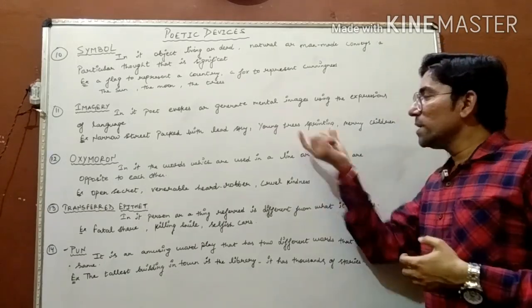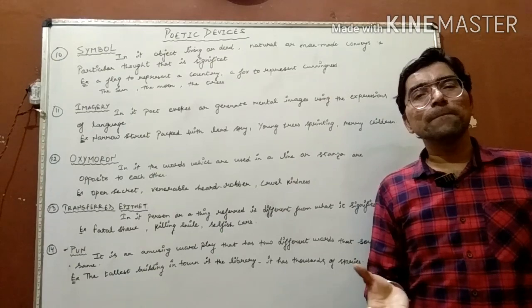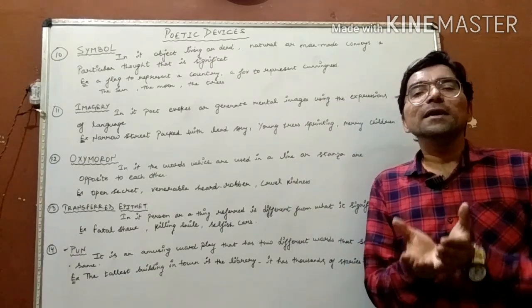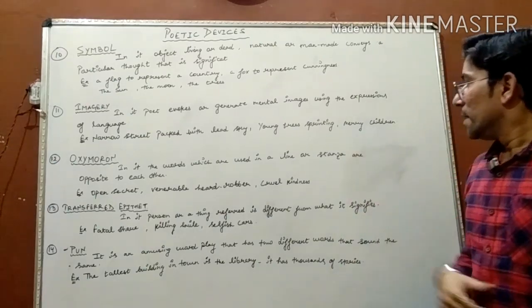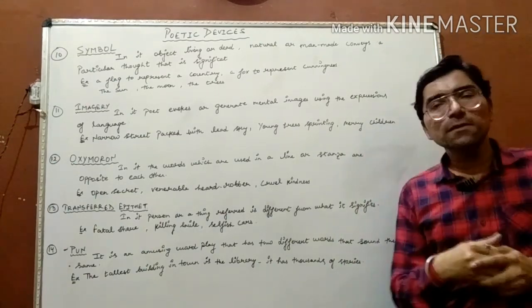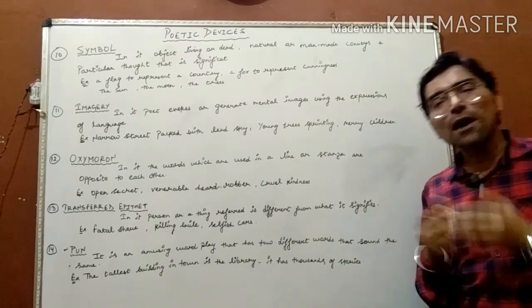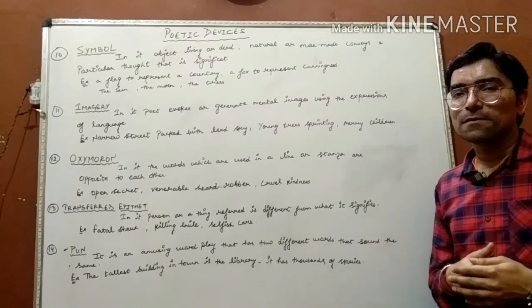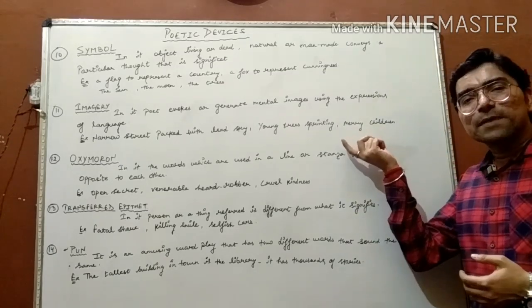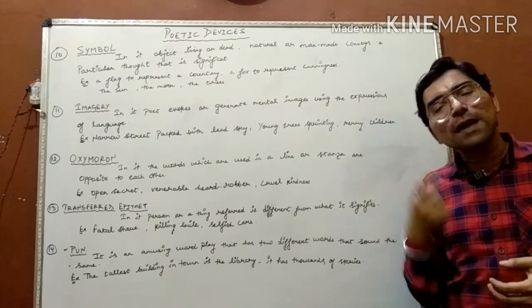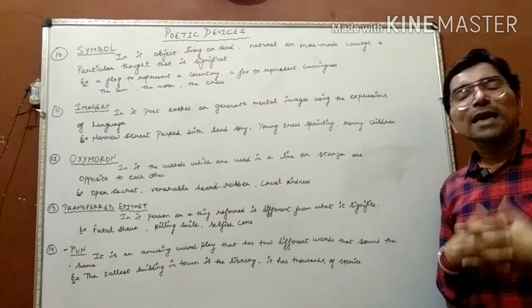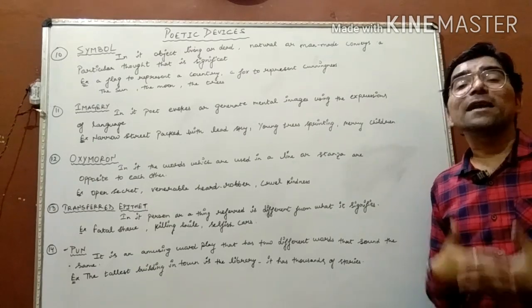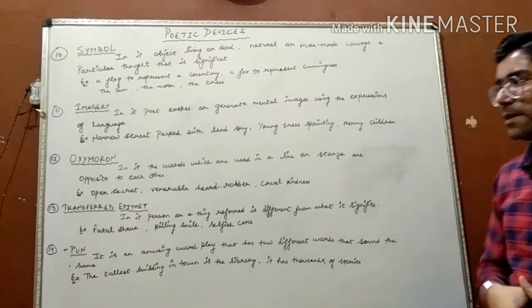So, as soon as you read this statement, young trees sprinting, this image evokes in your mind that trees are running in front of your eyes. Next is merry children. Children who are enjoying, coming out of their homes and playing. By reading this statement, this image evokes in the mind of the readers that children are coming out of their homes and they are enjoying merrily or happily.